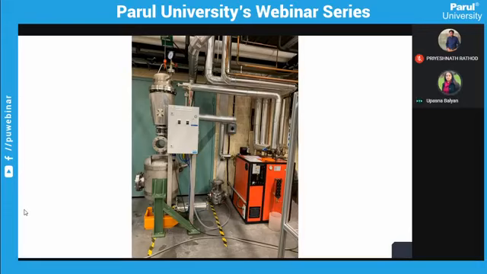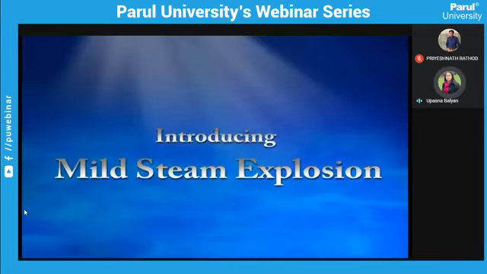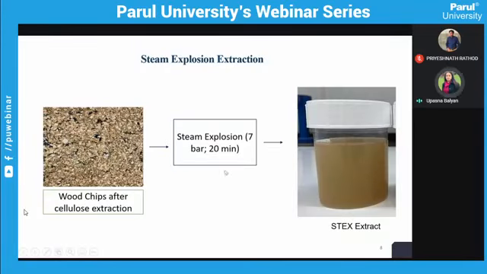You can filter it with a cloth filter, so that you remove some of the macromolecules or suspended particles present inside the extract. So now you have the extract. These are the wood chips. This is the steam explosion you did, and this is the extract you found after the filtration.